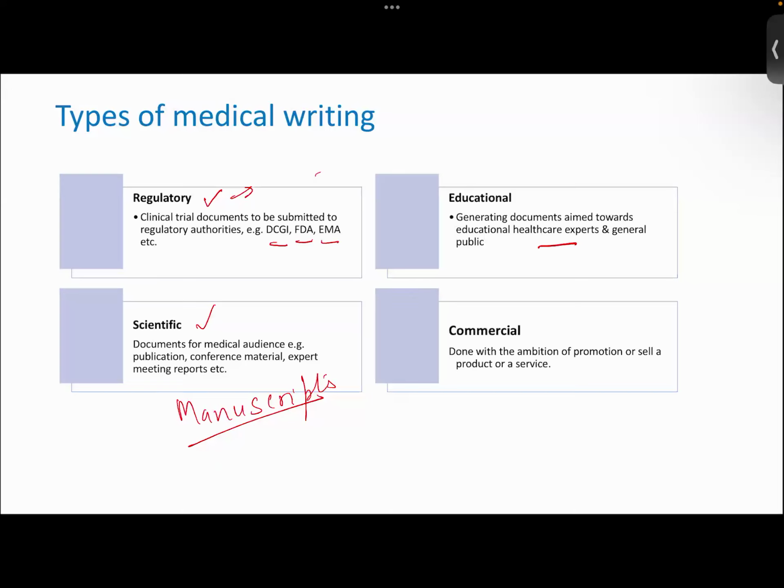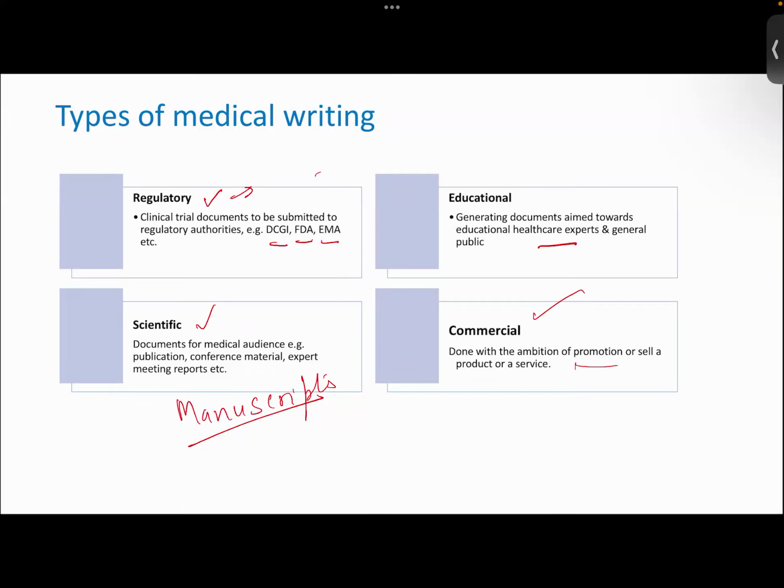Say once the drug is in the market, you will be preparing monographs, brochures, slides, and training material to train the healthcare community that this is a new drug, how it is working, what its benefits are, and what its side effects are. So you prepare the material creatively.